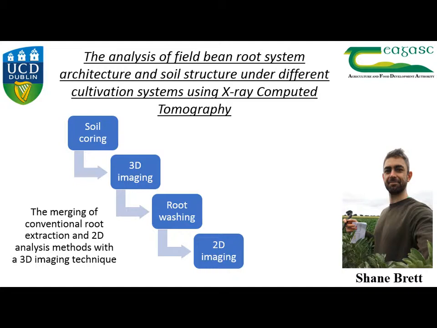The first project is Shane Brett's PhD, and he's looking at field beans and trying to see why we're not getting their yield potential. Is it something to do with below ground? So he's using X-ray CT to look at this. The method pathway that we see there, the blue boxes, is the same for all of the projects, really. They'll take soil cores from field studies, use the X-ray CT for 3D imaging, but then at the end do classic traditional root washing and 2D imaging as well.